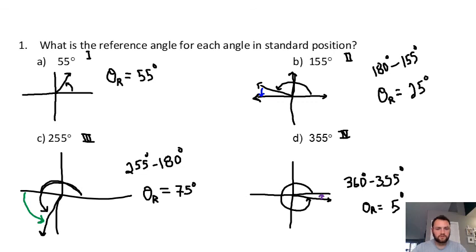Okay, so notice all of our reference angles are just the difference between our standard position angle and the nearest x-axis.